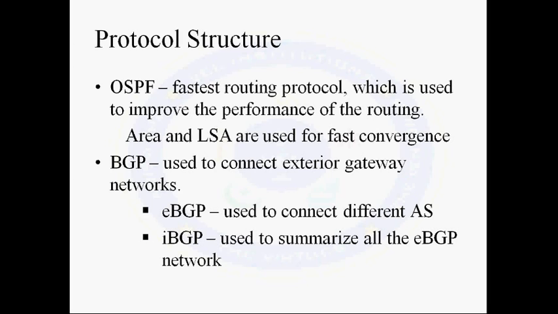Border Gateway Protocol is used to connect exterior gateway networks, which means different autonomous systems. BGP is classified into two types. One is eBGP, the exterior border gateway protocol, which is used to connect different autonomous systems. The other is iBGP, the interior border gateway protocol, which is used to summarize all the eBGP networks.